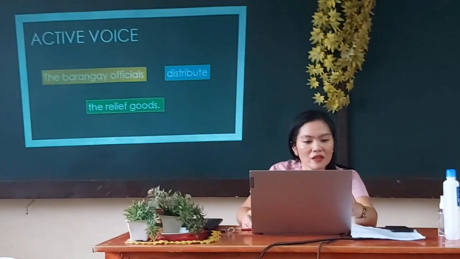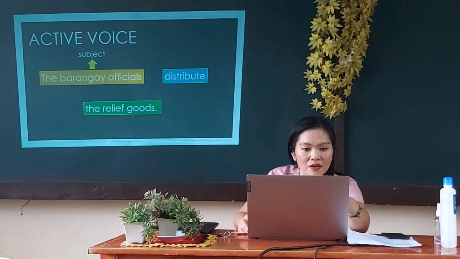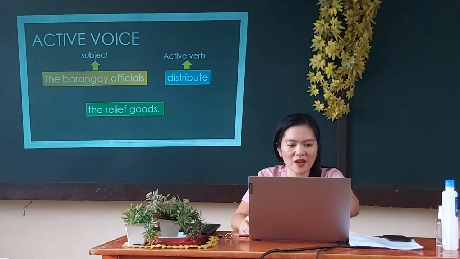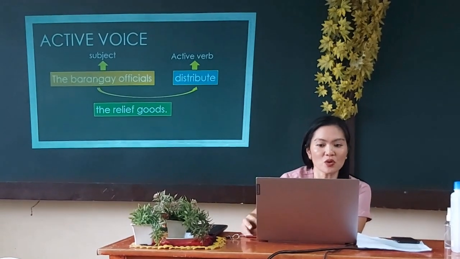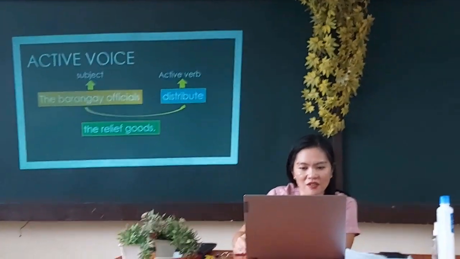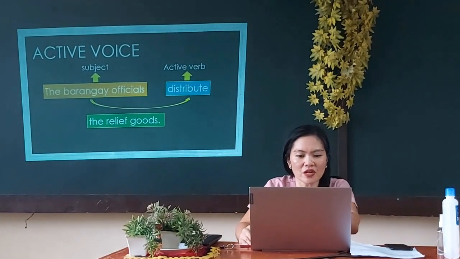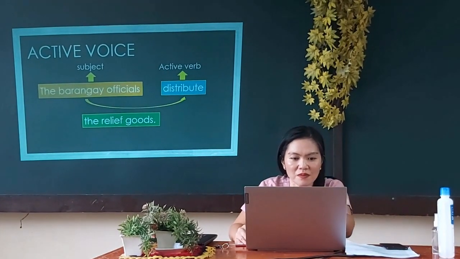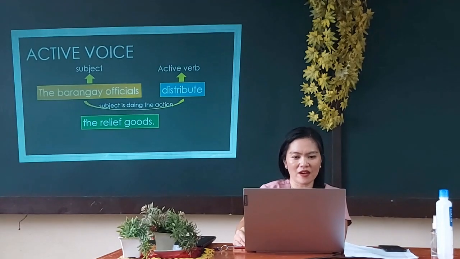Why did I present that in color? The barangay officials in yellow is our subject. Our verb is distribute. Okay, and then the relief goods are our object now. What or who is doing the action? Who does the action or who does the verb? The barangay officials, which is our subject. So what do we say about active voice? It's when the subject performs the verb. Very good.